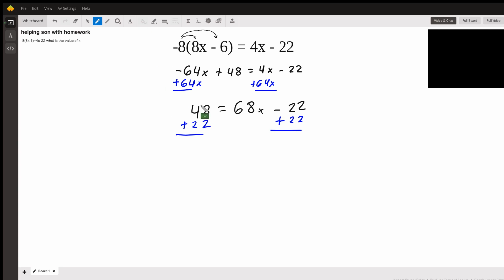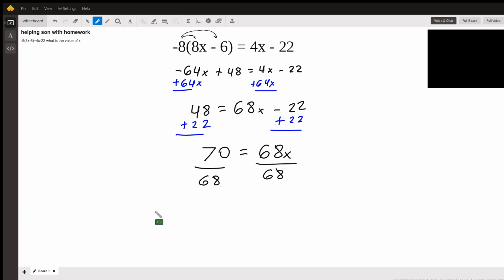And we get 48 plus 22, which is 70, equals 68x. Now just divide both sides of the equation by 68.